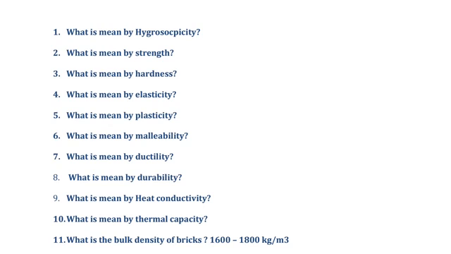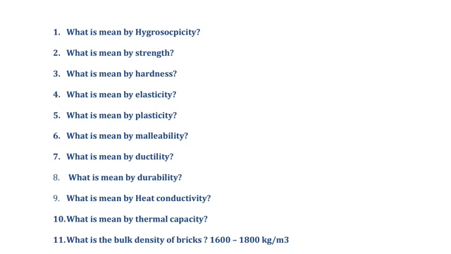And fifth one is what is meant by plasticity. This is also very important. Plasticity is nothing but the ability of material to change its shape under the load without cracking and to retain this shape after the load is removed. This is called plasticity. So elasticity in the sense, once you remove the load, it regains its initial shape. But in the case of plasticity, once you remove the load, it retains its newly formed shape. So plasticity is the ability of material to change its shape under the load without cracking and to retain this shape after the load is removed.